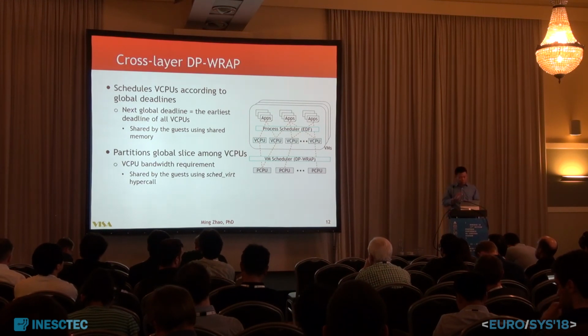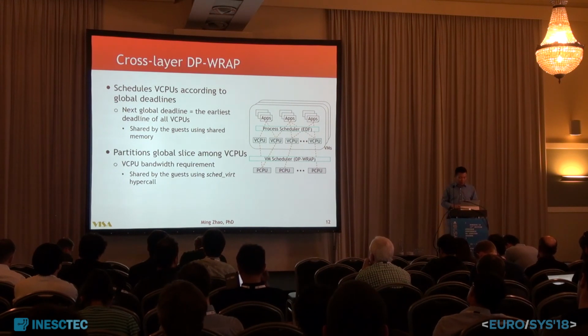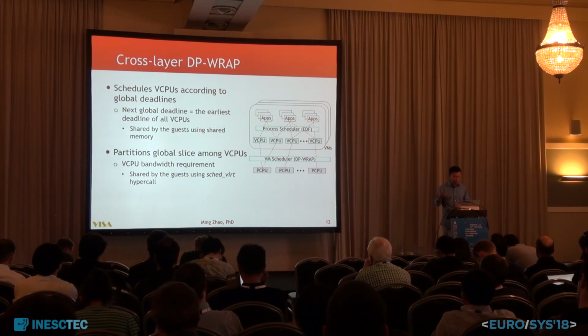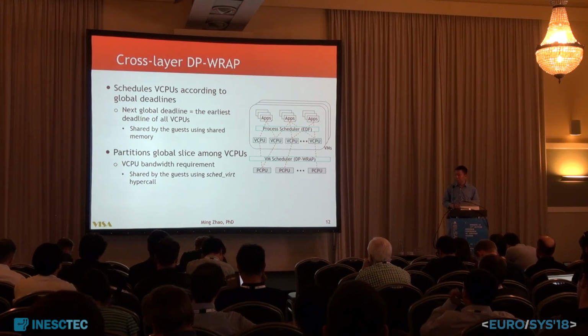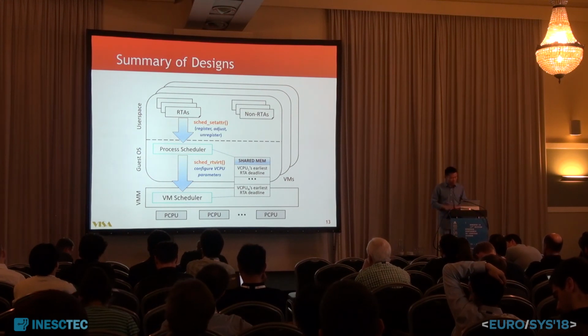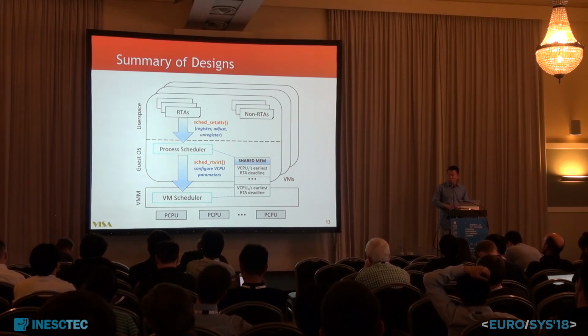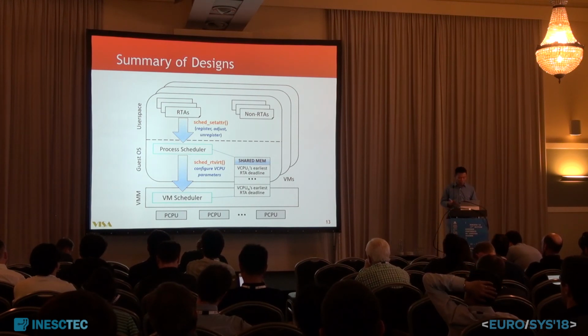The vCPU's bandwidth requirement is shared from the guest to the host by using the new SkyVert hypercall, and the global deadlines are shared from the guest to the host by using shared memory. So in summary, this is our design. We have two level schedulers, and they work together. The applications use the existing system calls, and no change is required. The guest communicates with the host using hypercall and shared memory.